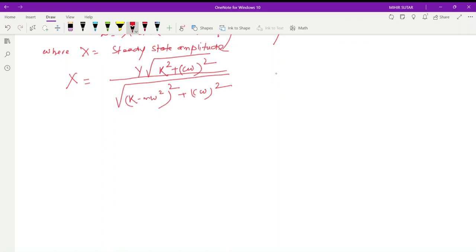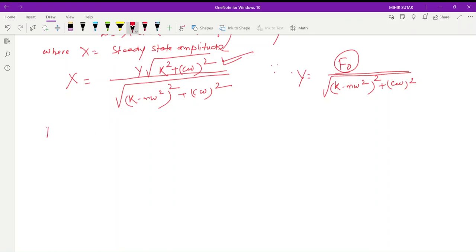So why? Because we had our previous equation as X equal to F0 divided by root over of (k minus m omega square) whole square plus (c omega) square. So instead of this F0 we have used this value. Okay. So in a dimensionless form, sorry, this is Y.